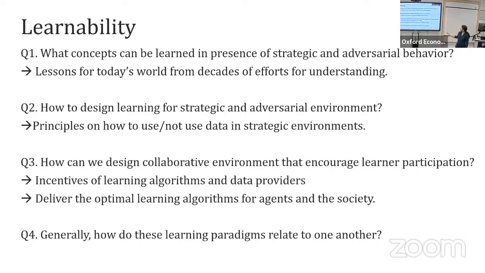After that, we're going to think about, okay, now that we understand limits of learnability, in terms of actually designing learning algorithms or thinking about dynamics that exist in the environment, how would we adjust for them? I will talk a little bit about that, and the types of questions that might come up are, what are some principles as to how to use data or not to use data in order to achieve the types of guarantees we want.